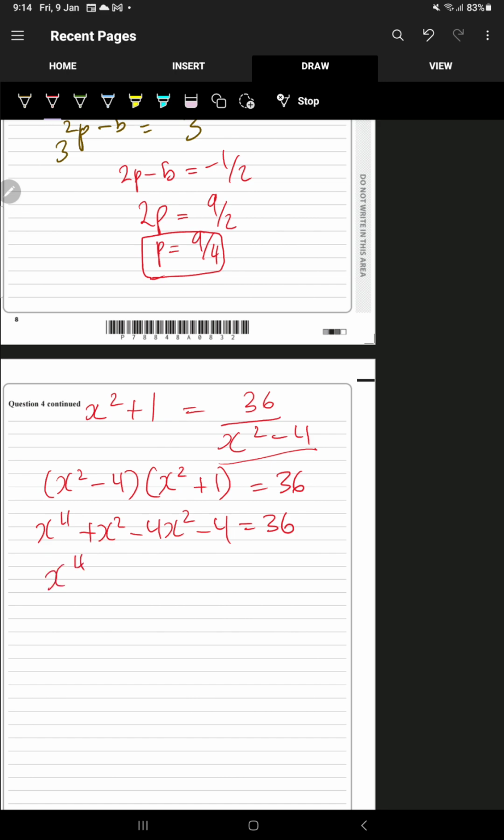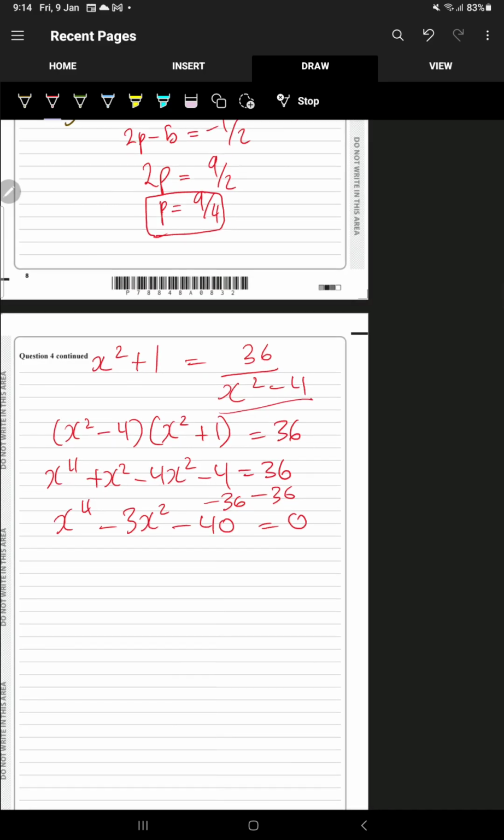X to the power of 4, 1 minus 4 is minus 3x squared, minus 36. This is going to give us minus 40 is equal to 0. Now this is a hidden quadratic, so you have to rewrite x squared as y, and rewrite this to the power of 1, minus 40 is equal to 0. And we have y squared minus 3y minus 40.